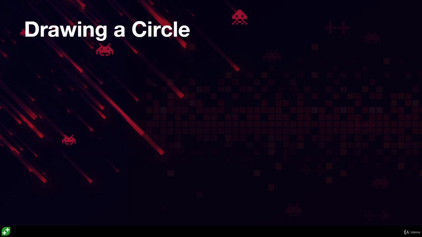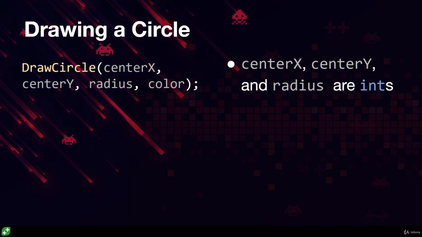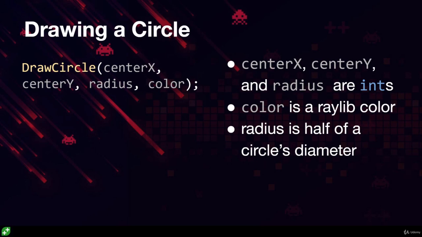Raylib has a function called drawCircle. I bet you can guess what it does. That's right, it draws a circle to the canvas on our window. Now, drawCircle takes a few inputs. The first three, called center X, center Y, and radius, are all integers. The fourth argument, called color, takes, well, a color. It's expecting one of Raylib's built-in colors, like the ones we've been using thus far. The radius is half of the circle's diameter.